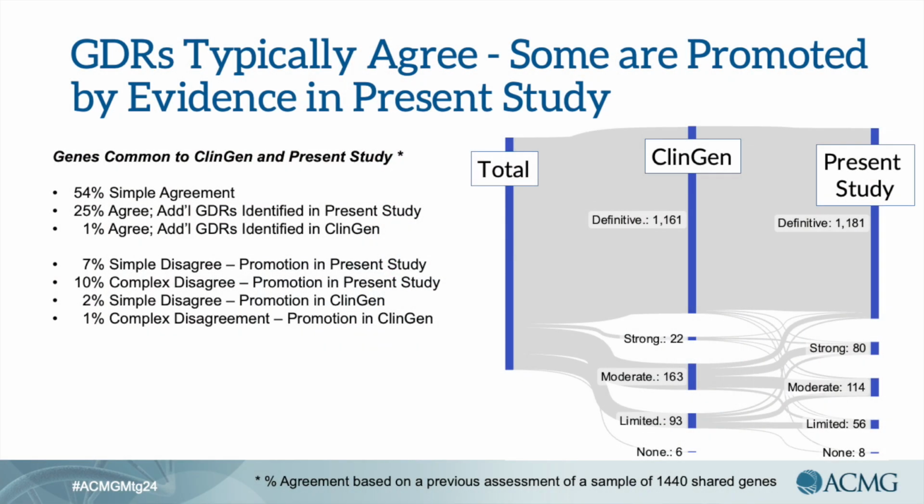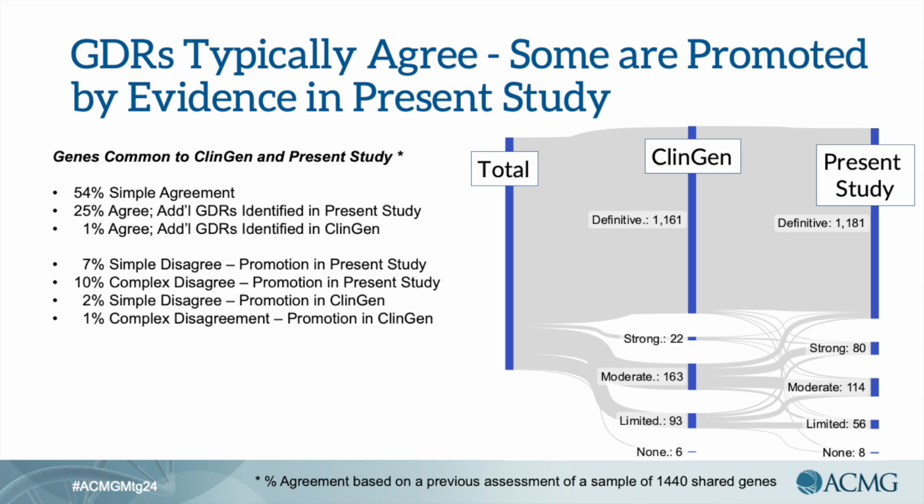So now turning our attention to the middle of that Venn diagram where there's overlap between the genes. This is a Sankey plot beginning with the total, in the middle talking about the way that the evidence fractionated for GDRs for ClinGen, and then on the left talking about how that further broke down for the results for GDRs and evidence categories for the present study.